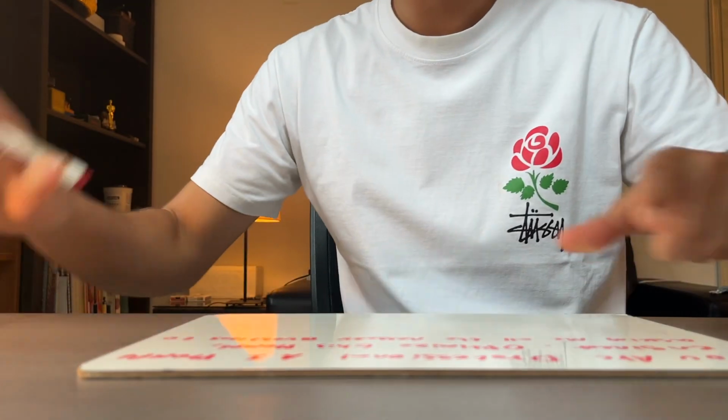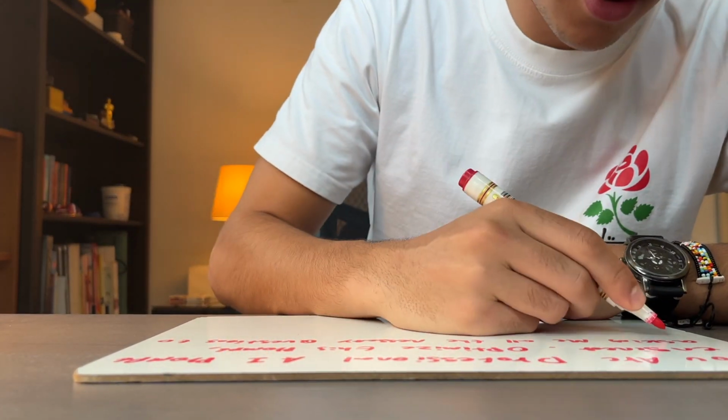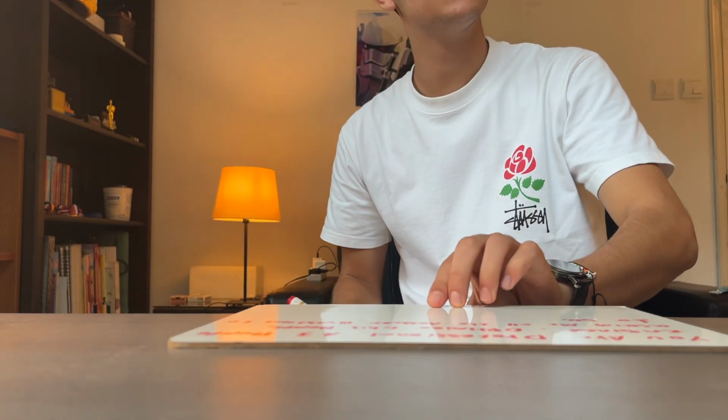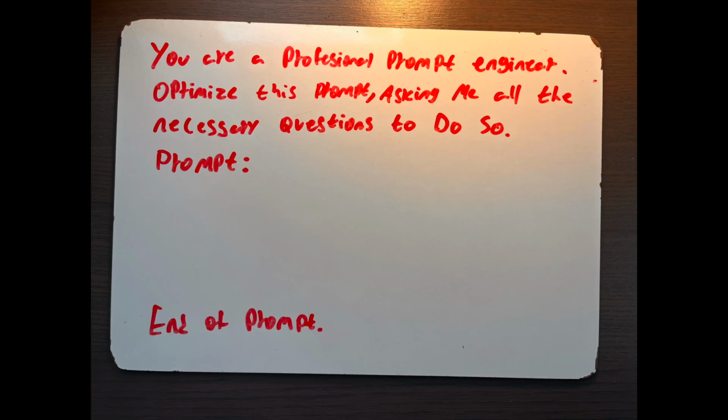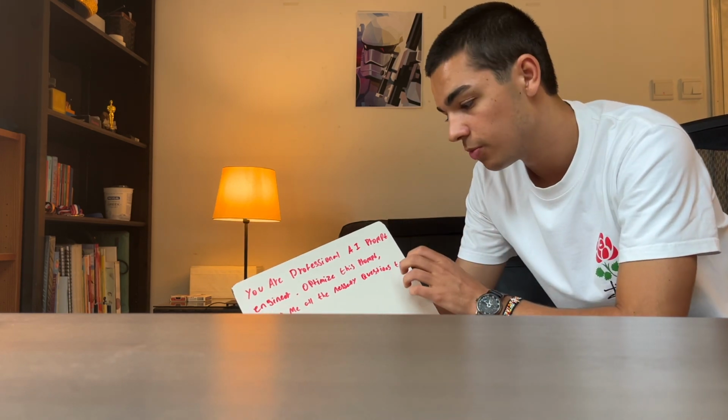All right, here we go. This next prompt is going to actually be using the prompt that you just crafted. It's a very similar style prompt to the other one. You tell the artificial intelligence exactly what it is. You are a professional AI prompt engineer. So this time its profession is an AI prompt engineer. It means it makes prompts for a living. It's a professional at making prompts for AI. And then, full stop, optimize this prompt, asking me all the necessary questions to do so.